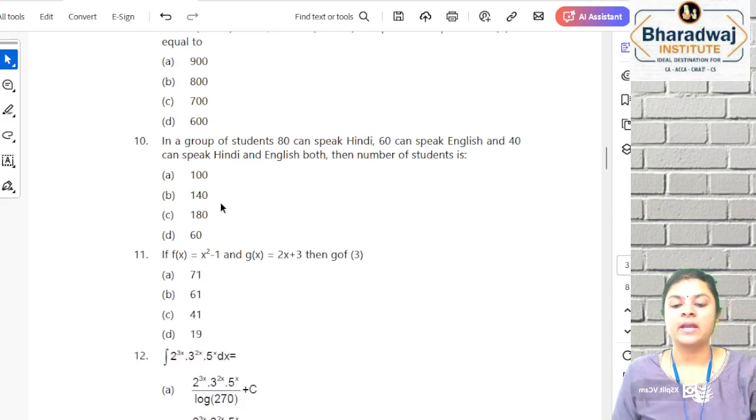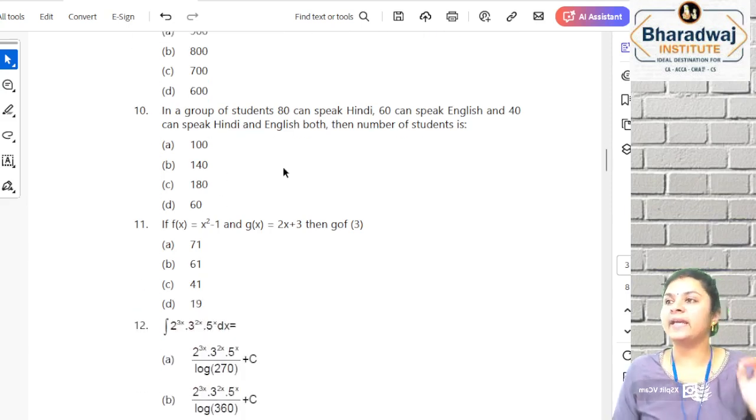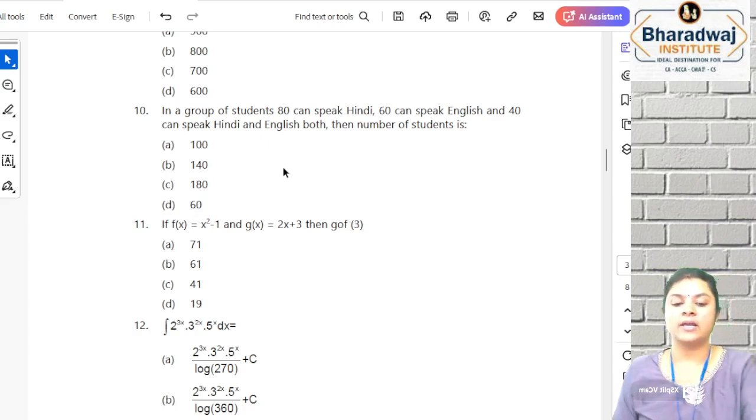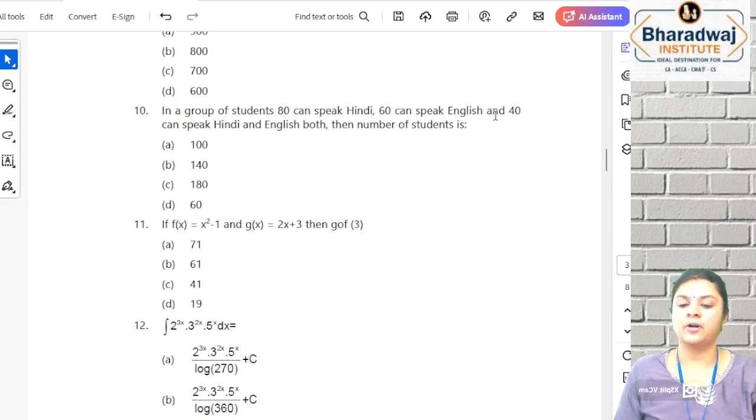Next. In a group of students, 80 can speak Hindi, 60 can speak English, 40 can speak English and Hindi both. Then the total number of students is A union B. Correct? So Hindi 80 plus B 60 minus intersection 40. 140 minus 40, which is total is 100. That's all.